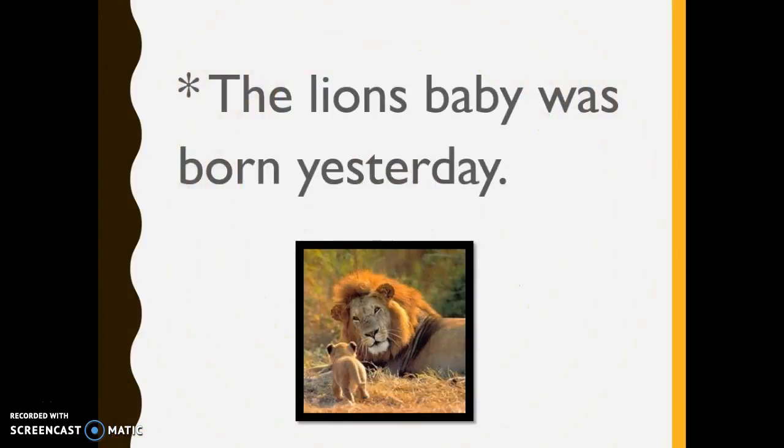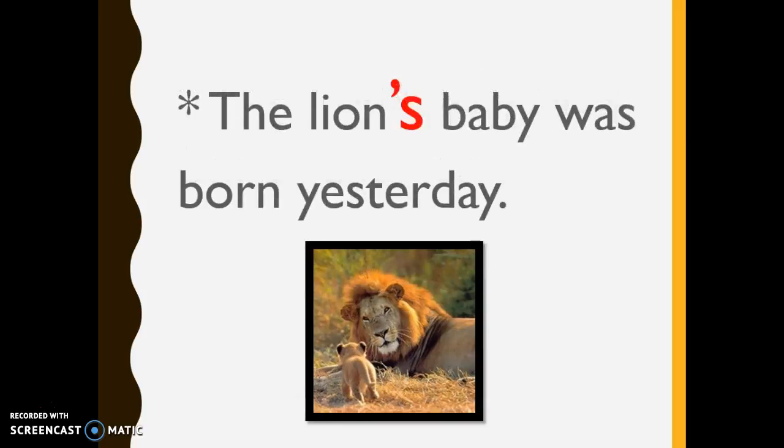Sentence number 1. The lion's baby was born yesterday. Find the possessive noun in this sentence and then insert the apostrophe in its correct location. Please pause the video at this time so that you can do that. The correct answer is the apostrophe goes before the S. It goes before the S because the baby belongs to one lion.